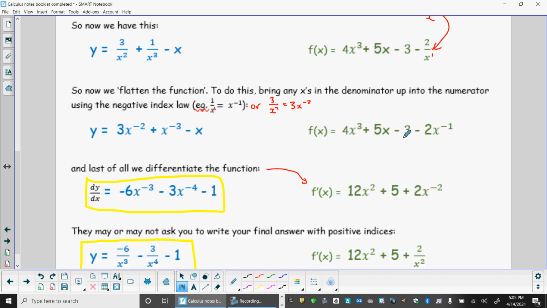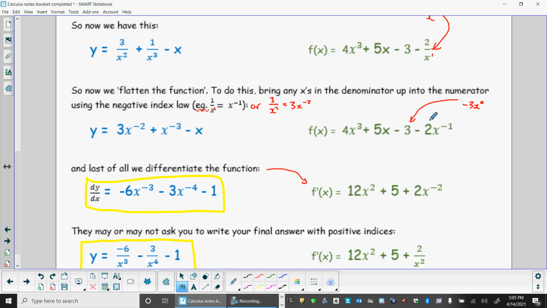Minus 3, that's a constant term. So constant terms don't appear in the derivative at all. And the reason why, as I said, negative 3, think of it as negative 3x to the 0. 0 times negative 3 makes 0, and 0 times anything makes it just 0. So that's why the constant terms don't appear in the derivative.